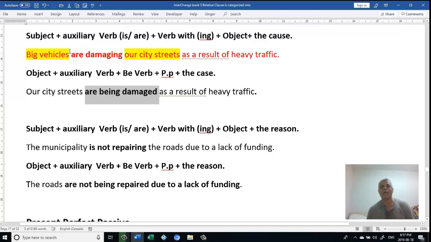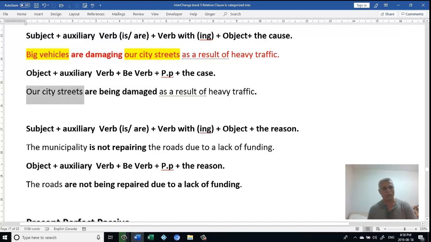Okay. Then here we don't add it. Sometimes we don't need the agent. If the agent is not important, then we delete it. Sometimes if the agent has a certain importance, then we keep it.